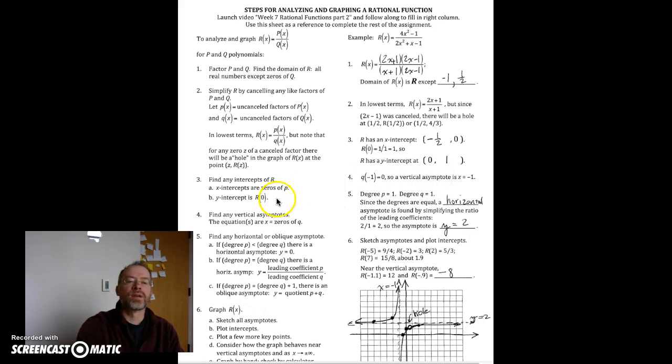Step 4, getting into vertical asymptotes. The remaining factor in the denominator is x plus 1. That's 0 when x is equal to negative 1. So x equals negative 1 is the equation of a vertical asymptote.